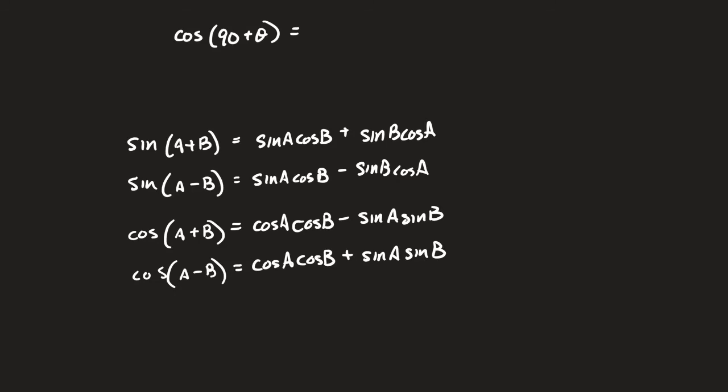So, cosine of 90 plus theta. Grab the plus formula and just substitute in. You're going to get cosine 90 times the cosine of theta minus sine of 90 sine of theta. Well, cosine of 90 is 0. That whole term goes away. And you're left with minus sine theta, since sine of 90 is 1.